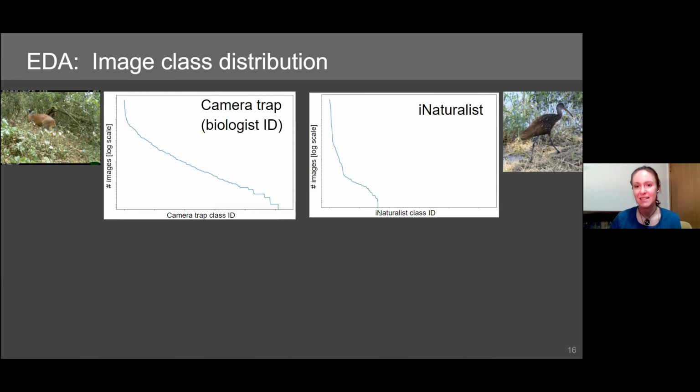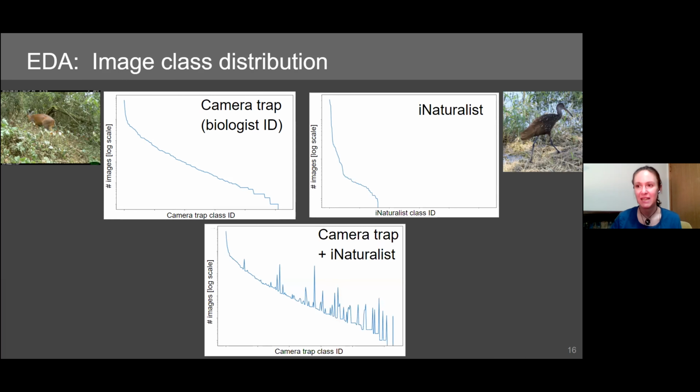There are fewer classes there. So this is the same idea. The iNaturalist species is on the x-axis and then the number of images on the y. There are fewer classes, and it does have a similar sort of imbalanced distribution. So now what you can do is add together the camera trap and the iNaturalist information and then make a distribution of the result. This is ordered by camera trap class ID on the bottom, and then the total number of images in the combined data set on the y-axis. So if this line is very different from the camera trap line, that means that there are more iNaturalist images for that species.